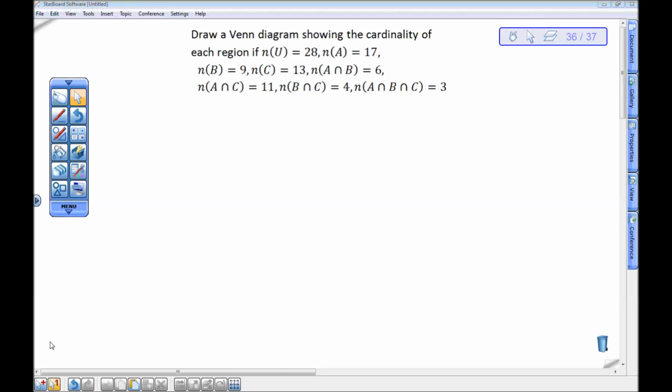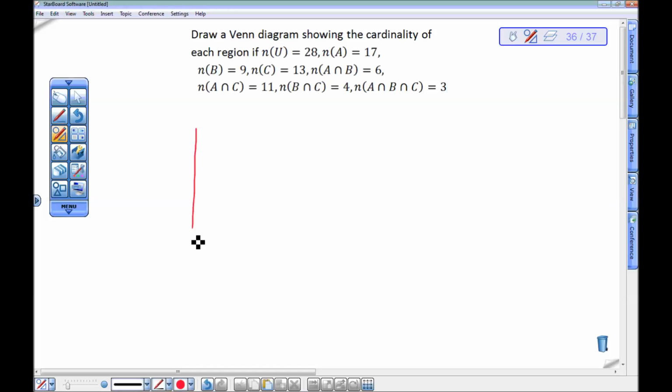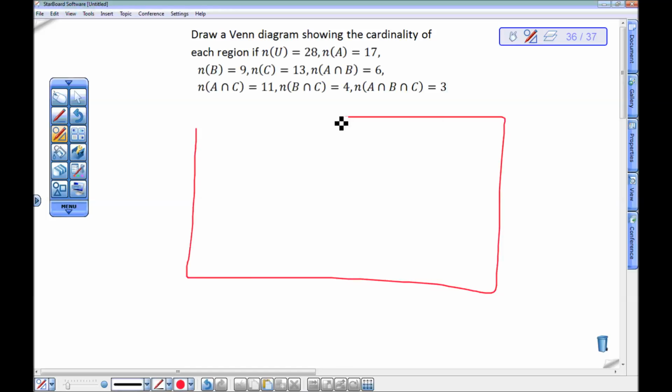To actually draw one of these Venn diagrams that notes the cardinality of the regions, I need a lot of information. So let's draw a Venn diagram here that gives me those cardinalities if I know all of this stuff. So the cardinality of the universal set is 28, the cardinality of A is 17, and so on. Okay, I know all of these pieces of information.